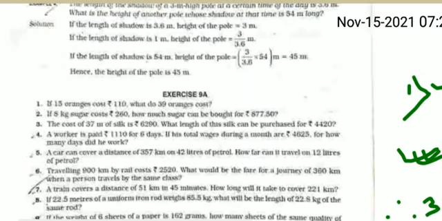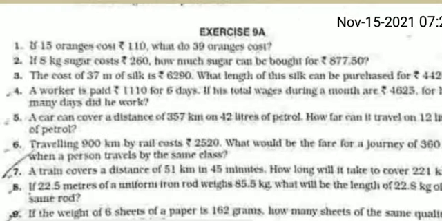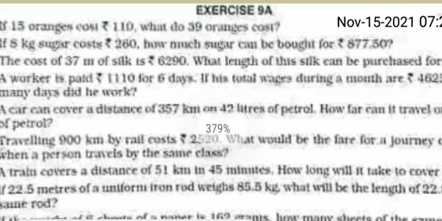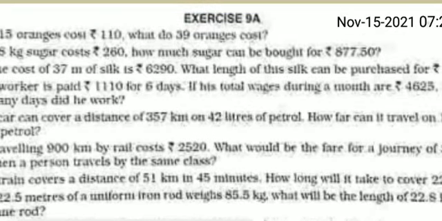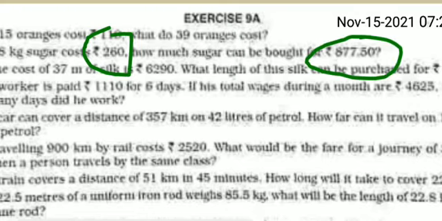Students, here come to the next question, question number 2. Here also the same type of question. If 8 kg sugar cost rupees 260, how much sugar can be bought for rupees 877.50? So students, you can see that here 2 same units, rupees 260 and rupees 877.50, are given. So these 2 units you have to keep in the left hand side, and whatever you have to find out, you have to keep in the right hand side. Okay, 8 kg will be in the right hand side.